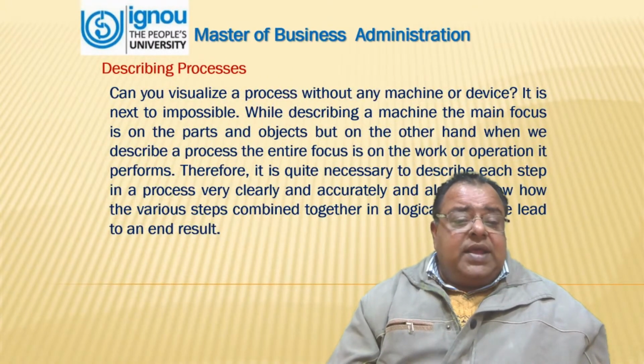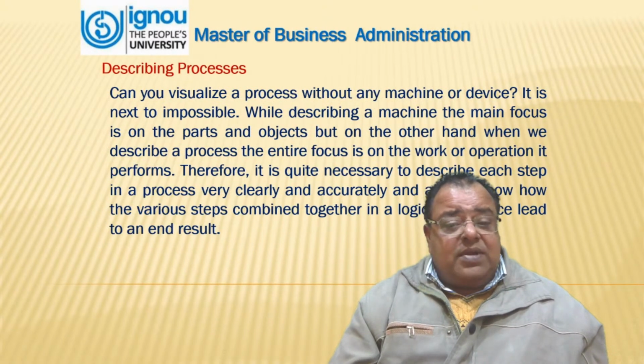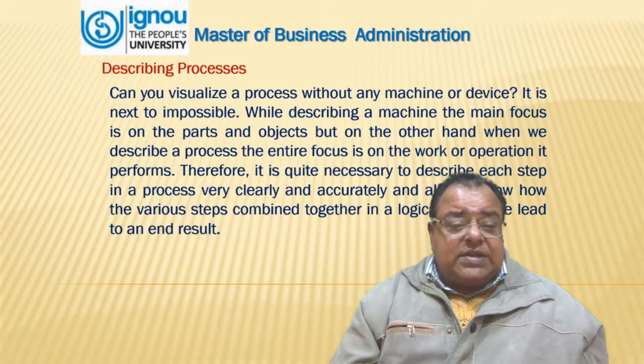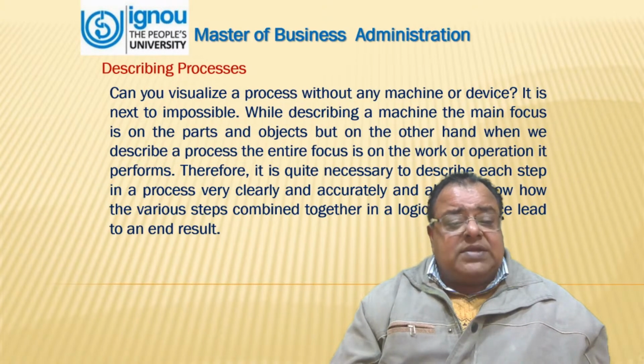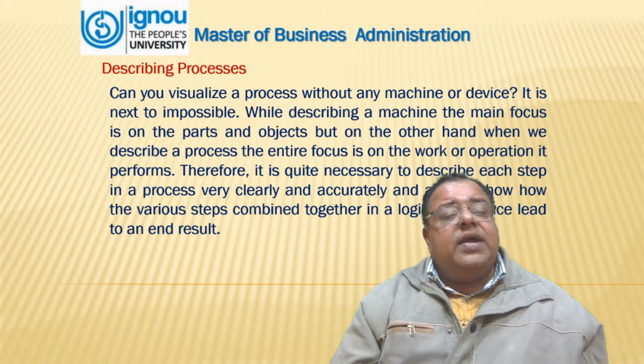Describing processes. Can you visualize a process without any machine or device? It is next to impossible. While describing a machine, the main focus is on the parts and objects. But on the other hand, when we describe the process, the entire focus is on the work or operation it performs. Therefore, it is quite necessary to describe each step in a process very clearly and accurately, and also to show how the various steps combined together in a logical sequence lead to an end result.